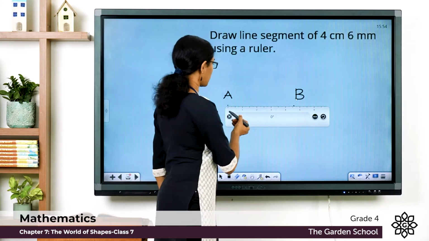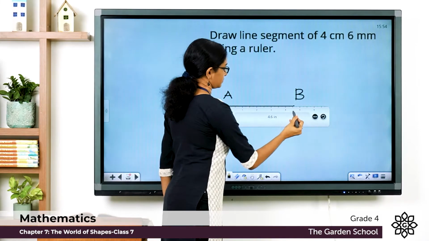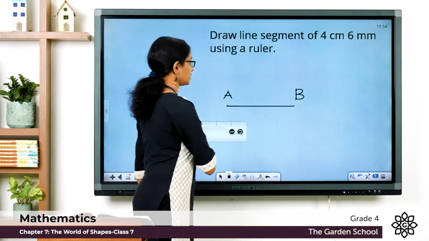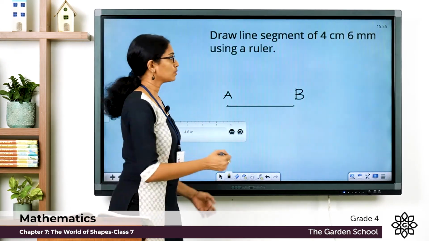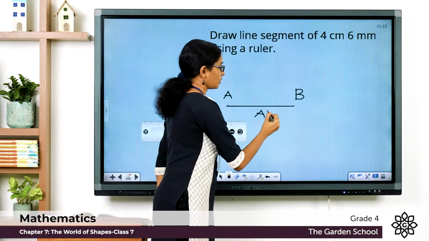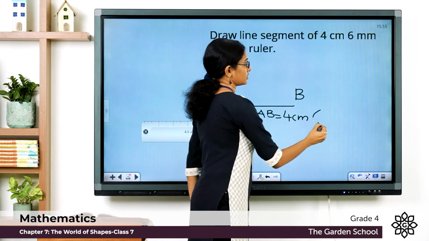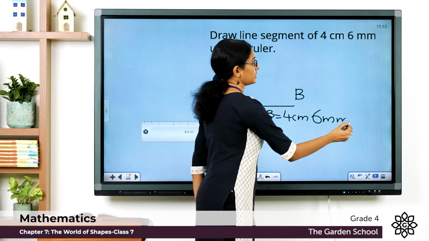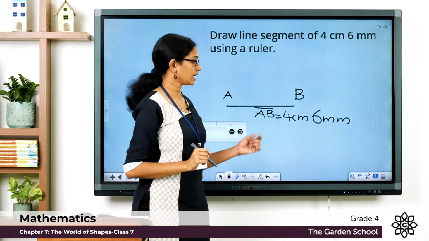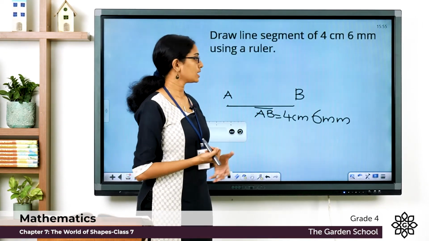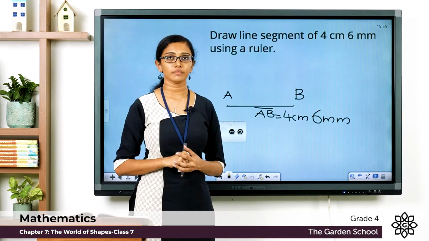Now let's join the 2 points. So here you can see a line segment AB which measures a length of AB is equal to 4 cm 6 mm and you can write the measurement there and don't forget to put the line above AB which means AB is a line segment. Now similarly, you can finish the rest of the questions from that same question number 1.